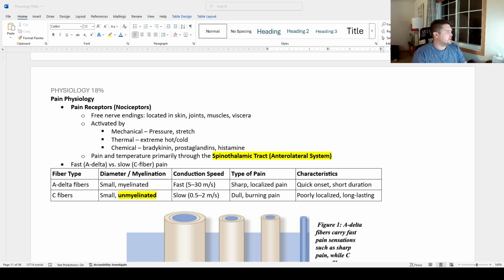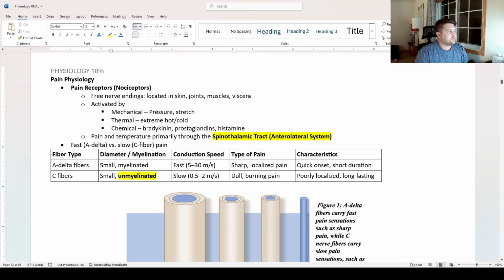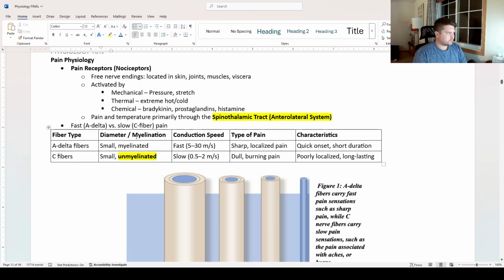So talking about the pain receptors, aka nociceptors, they're also called free nerve endings or naked nerve endings, all of that kind of stuff. But these are located throughout the body in the skin, the joints, the muscles, and the viscera. They can be activated by mechanical stress, thermal stress, or even chemicals as well. Pressure and stretch, hot and cold, bradykinin, prostaglandin, histamine, these are all our pain components.